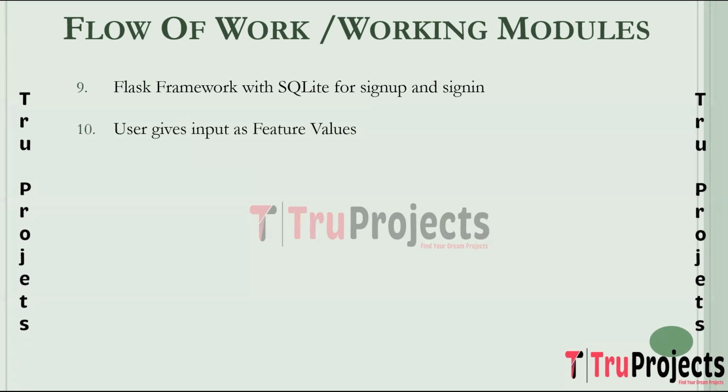The next step is the user gives input as feature values. Users provide input by entering feature values relevant to the anomaly detection task. These feature values represent various attributes or characteristics of the data being analyzed.